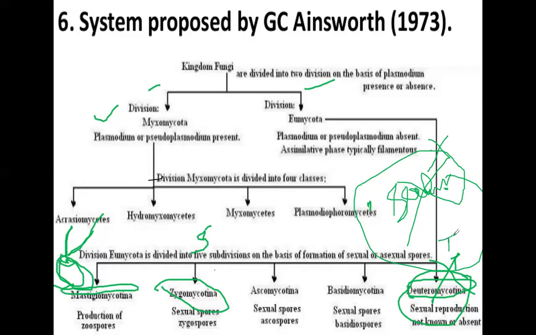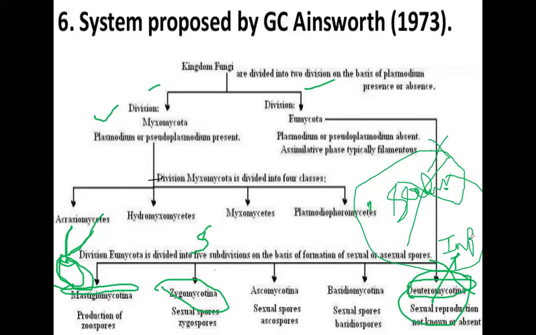Imperfect fungi. Okay? That's the question: which among these is called imperfect fungi? Myxomycotina, Zygomycotina, Ascomycotina, Basidiomycotina, Deuteromycotina. Deuteromycotina is called imperfect fungi. Why? Sexual reproduction, the perfect stage, is absent.